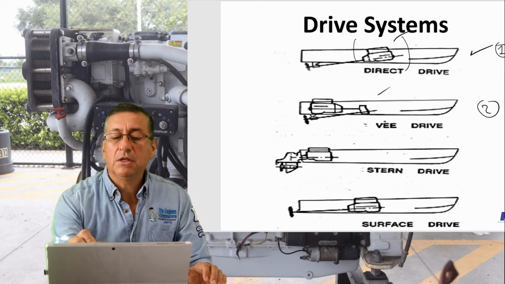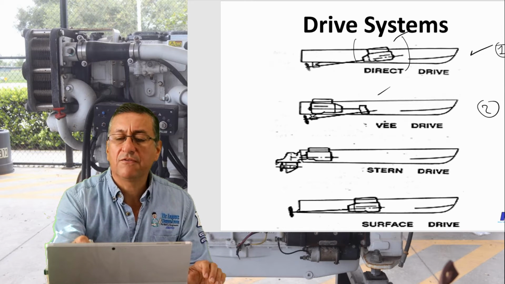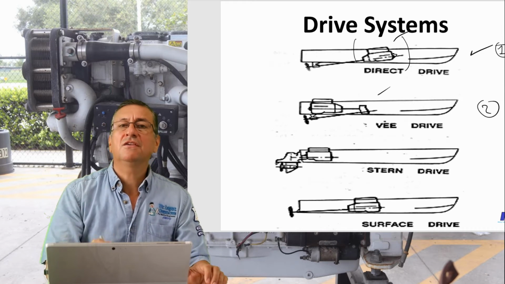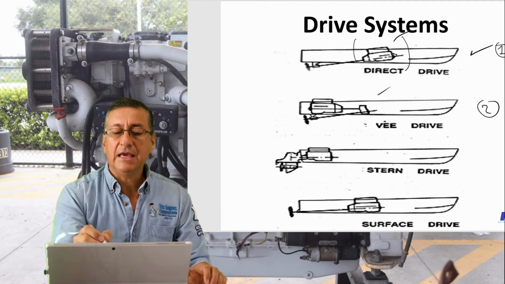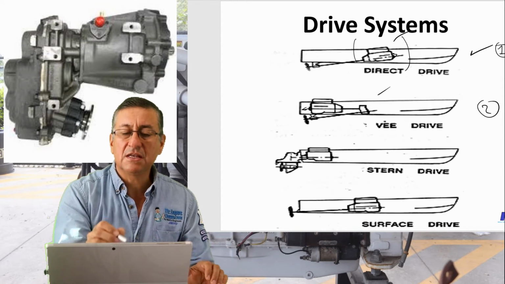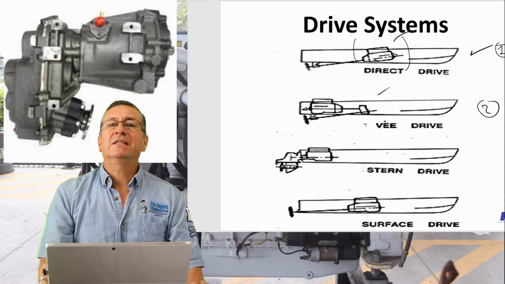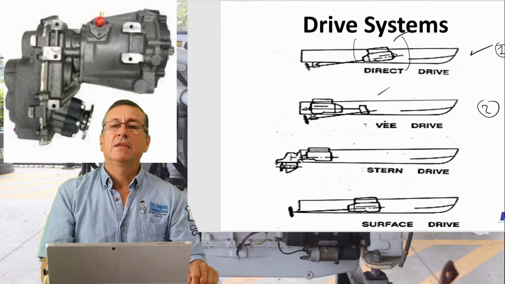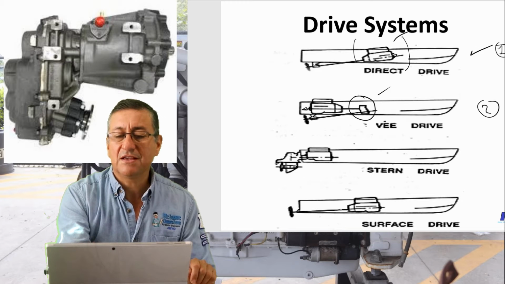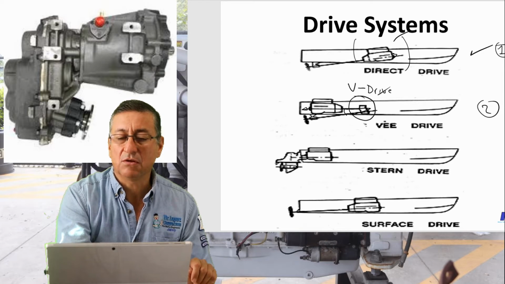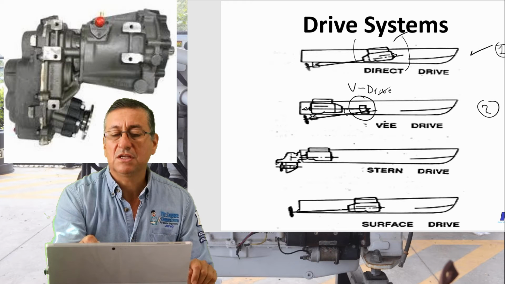All right, what is the difference between the first one and the second one? In the first one, the front of the engine is facing forward to the bow. In this one, the front of the engine is facing aft to the transom. The engine is opposite. And in this one, the transmission is a V-drive transmission. It's a transmission with a V angle, with this angle. All right, in this one, the transmission is a straight transmission.